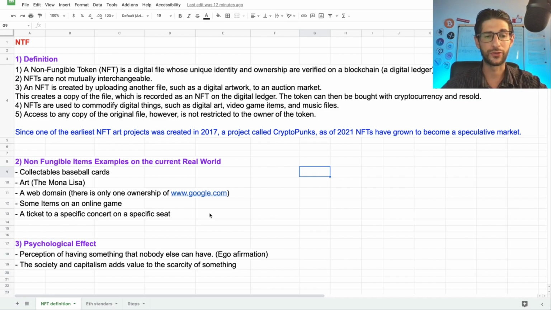And the second point is that society and capitalism add value to scarcity of something. And on this aspect, we are in the same situation with Bitcoin. We know that there can only be 21 million Bitcoins. And if suddenly you realized that every 2 months we would have 1 million more Bitcoin available, then the scarcity factor, on the psychological aspect of us as investors, would affect us and it would not be the same. So for Bitcoin, scarcity is also one of the attributes that appeals to us as investors.